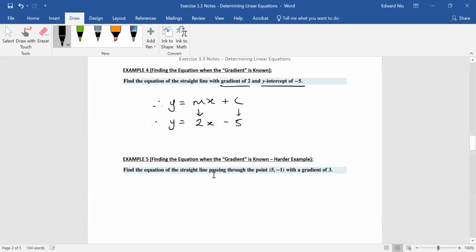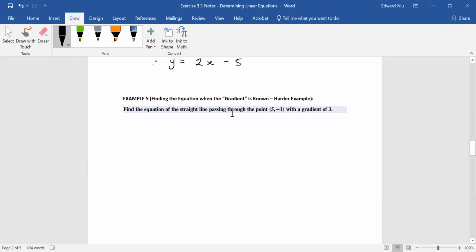Example 5, find the equation of the straight line passing through point 5, -1 with a gradient of 3. So it's really important that we highlight this information. So we know that our equation is generic, y equals mx plus c. They tell us the gradient is 3. So we can plug 3 into the m, and then we just need to find the c coordinate. Now we know a point, and that means we can use the y and the x in the y equals mx plus c to find our c value.